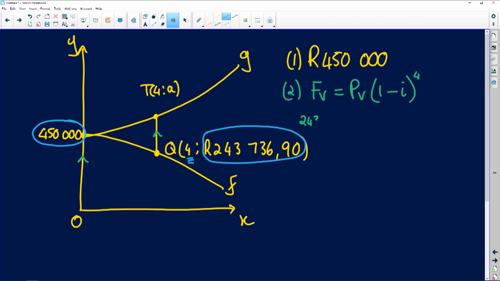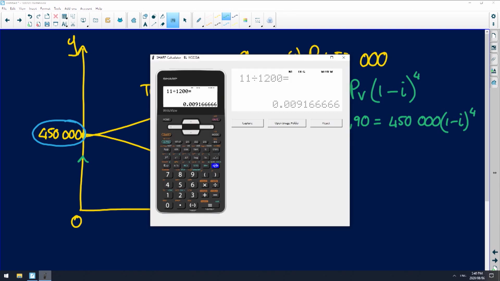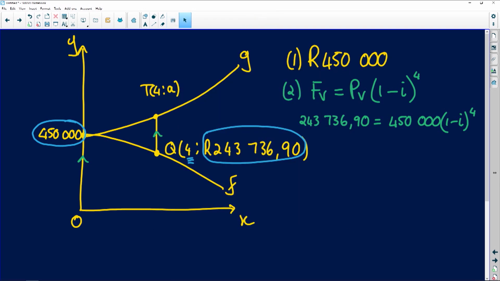So our future value is 243,736.90. Our present value is 450,000. And then we have 1 minus i to the power of 4. Now, folks, you can see what we have to do. We have to divide those two into one another.